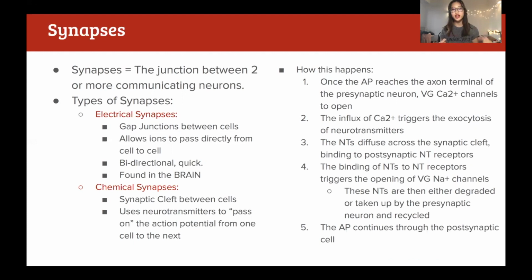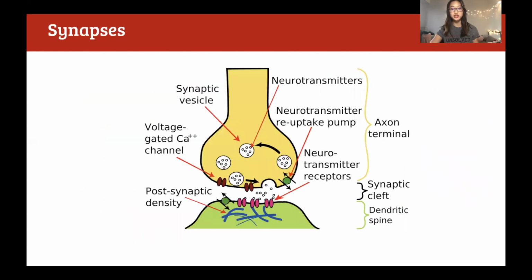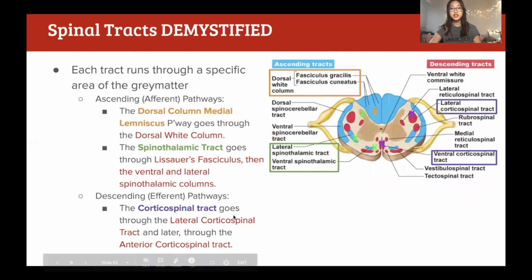But what happens to the neurotransmitters that are left behind? Well, they're then degraded or taken up by presynaptic neurons and then recycled. So here, as you can see, this is just another helpful diagram for you guys, just in case you want a visual representation of synapses. And so next up, all right, I'll just move my frame up there.